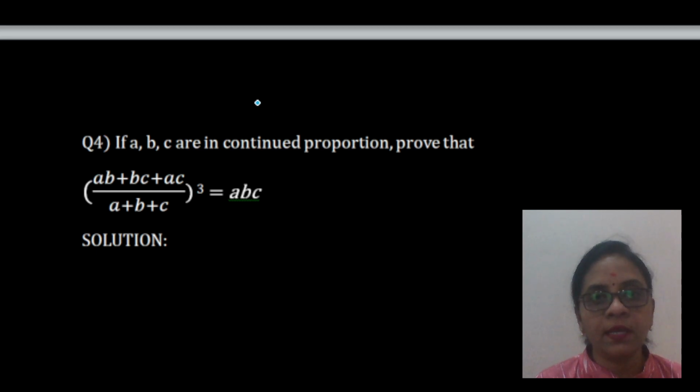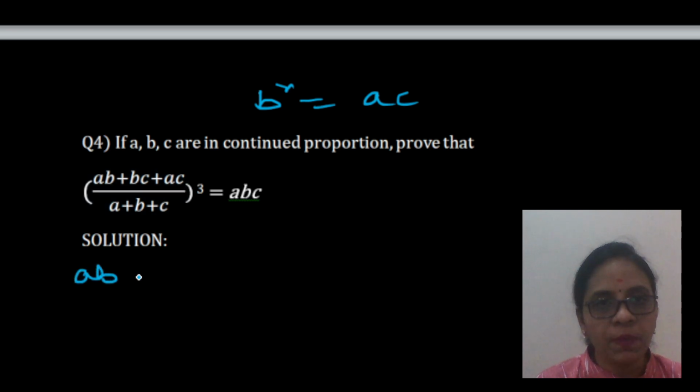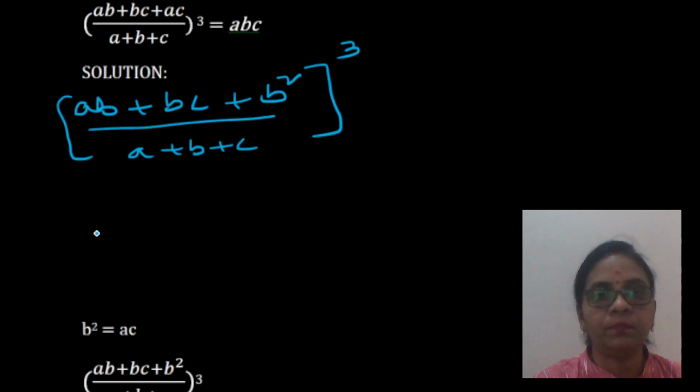So if a, b, c are in continued proportion, it means b square is equal to ac. So here the LHS, ab + bc + ac, I will write here as b square. So we have ab + bc + b square by (a + b + c) whole cube. Now what is common in these three terms? We have b common.